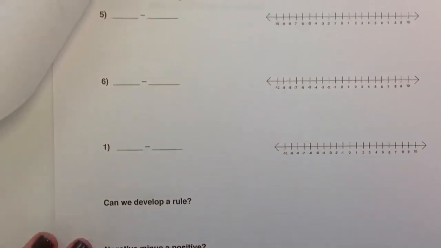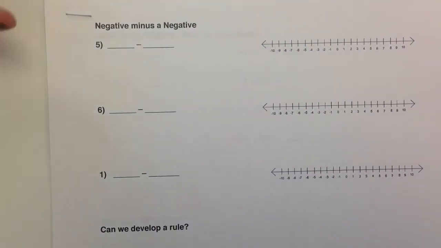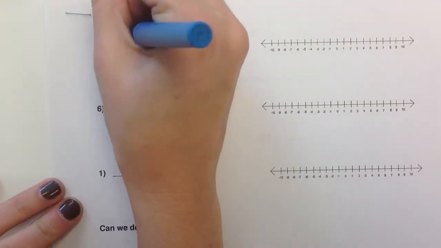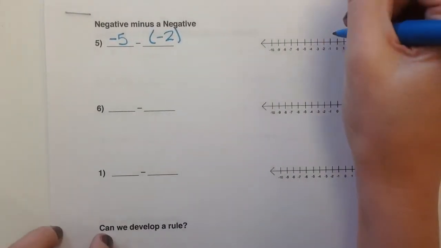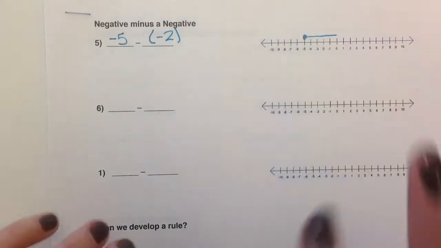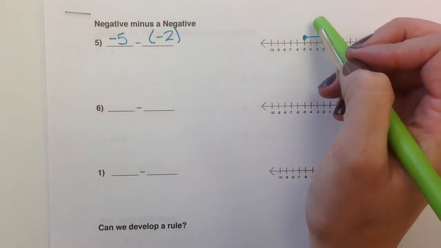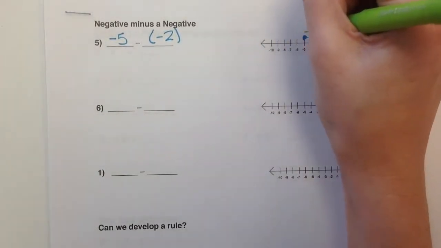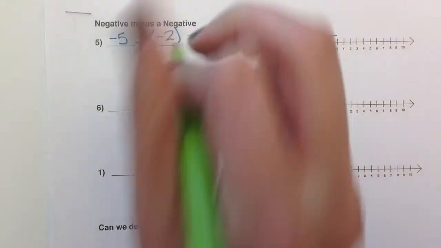Now we want to look at a negative minus a negative. So we did positive minus a negative. Let's look at negative minus a negative. First problem, we've got negative 5 minus negative 2. So I'm starting at negative 5 on the number line. Same thing, when I subtract a positive, we go to the left, but I'm subtracting a negative, so that's the opposite. I'm going to go to the right 2, which lands me at negative 3.